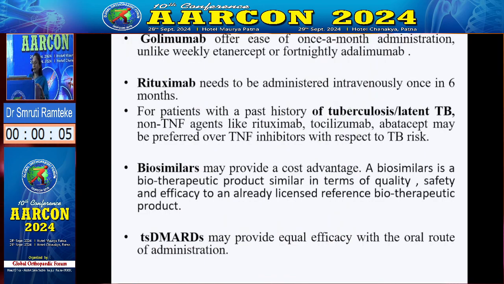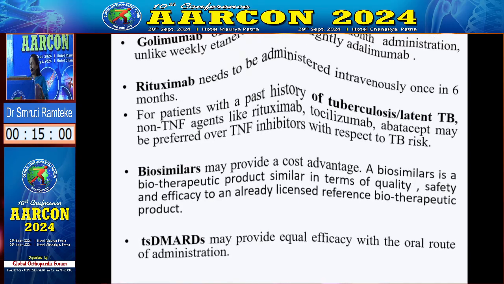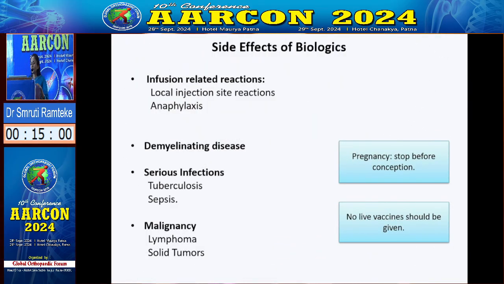So these are the different drugs. Golimumab once a month is effective. Rituximab can be given. So the side effects are infusion-related reactions like the local injection, demyelinating diseases, serious infections, especially activation of tuberculosis, sepsis, malignancies, lymphomas, solid tumors, and pregnancy should be stopped before conception, and no live vaccines should be given.